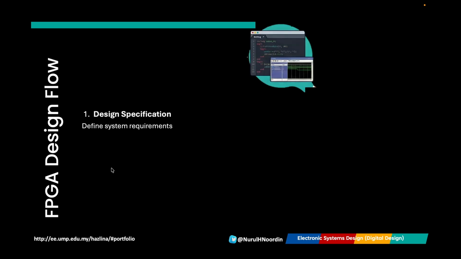Next, we move to design entry. In this step, we write the circuit design using a hardware description language such as Verilog. This allows us to describe the logic behavior at the register transfer level. Once the design is written, we perform a functional simulation. This is a critical step where we verify the logic works as expected before moving to the hardware implementation. We use software tools like ModelSim to simulate the behavior of our design.